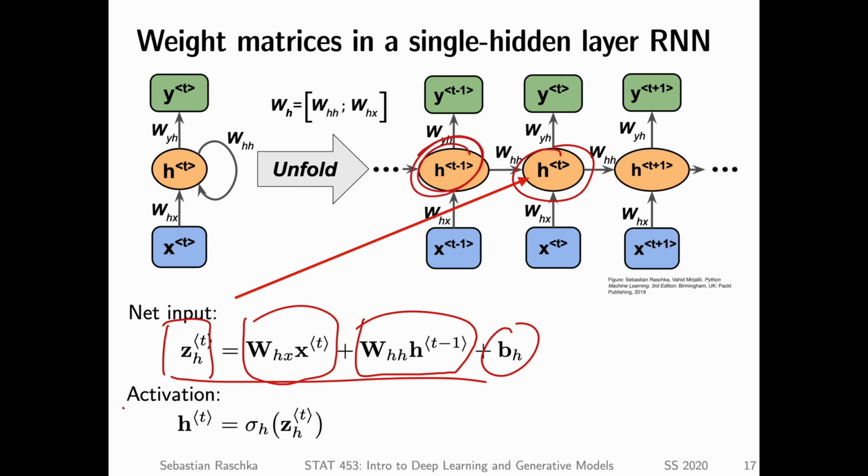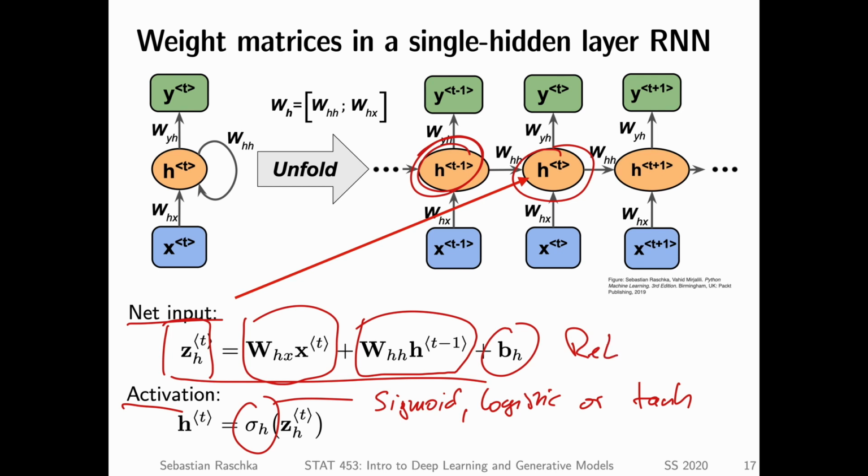And then to compute the activation of this hidden layer, so this is the net input, we apply a nonlinear activation function just like before. And this could be whatever activation function you learned about. It could be a logistic sigmoid, or tanh. So it could be logistic or tanh, or ReLU would be another function to use, any nonlinear activation function that you may have already seen in the previous lecture material.